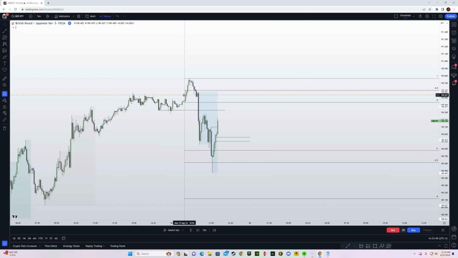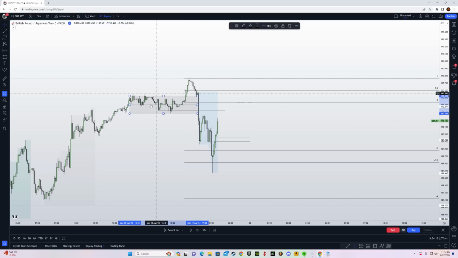So notice how we had different market structure shifts in the accumulation phase, right? But we never reached the -2 and -2.5. But now we reached it. And now the manipulation phase, this is accumulation and this is manipulation. A lot of people, what they would think is that this is accumulation, this is manipulation, this is distribution.